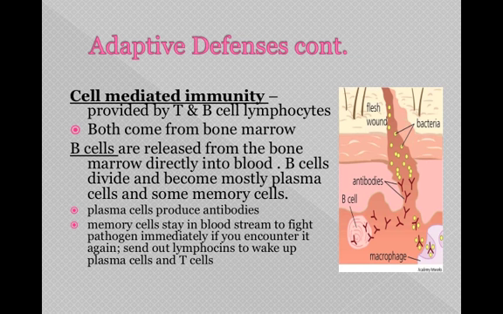And the memory cells will stay in your bloodstream after you are better, so that if you come into contact with the pathogen again, you will be able to fight it immediately.